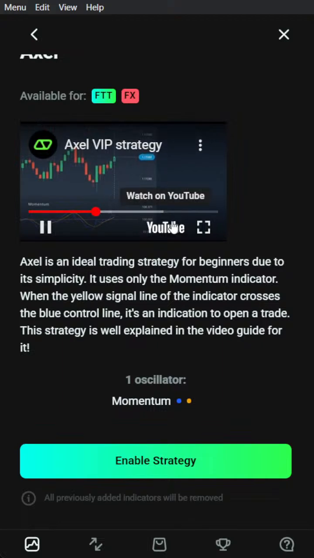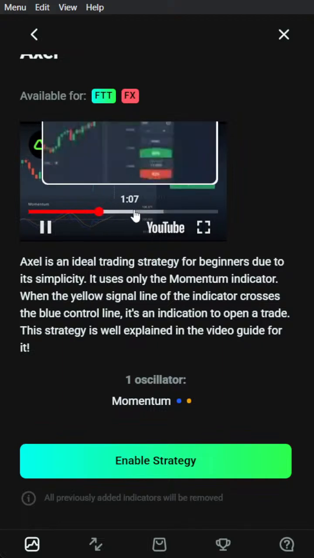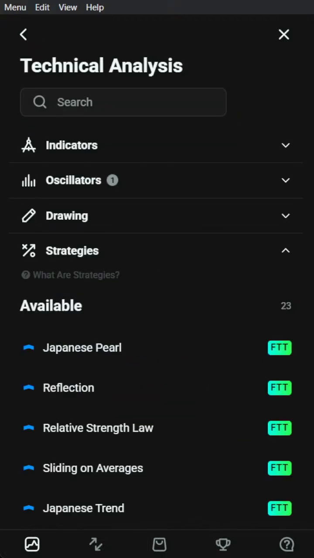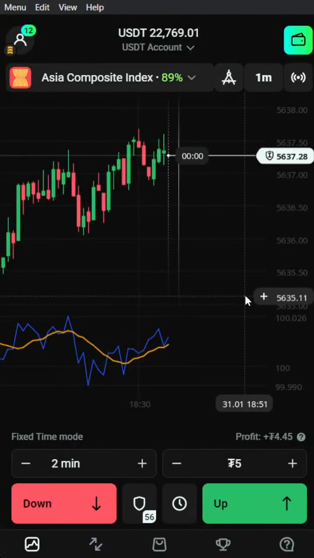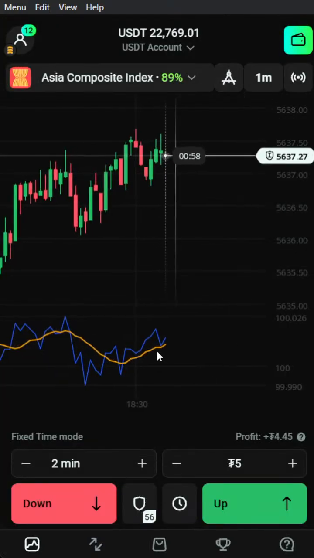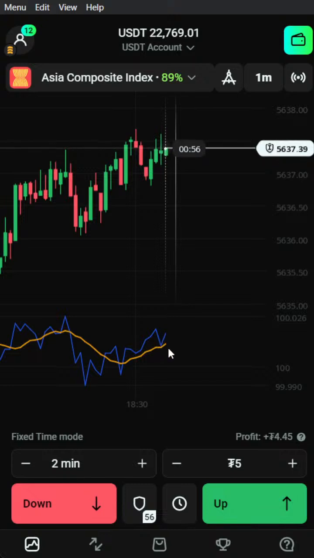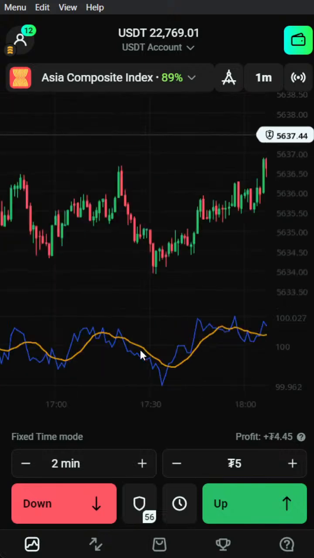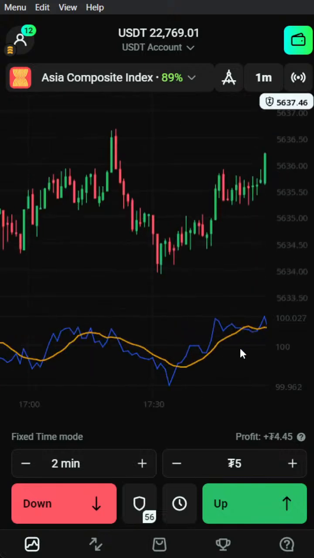Okay. It crosses the level of 100 upwards. So it crosses, you make a trade. I enable the strategy and then you see the screen. So we have one yellow line, one blue line. Whenever the yellow line crosses the 100 level upwards, it's an up trade. When the yellow line crosses the 100 level downwards, coming from the top, going downwards, that is a 2 to 3 minutes down trade.